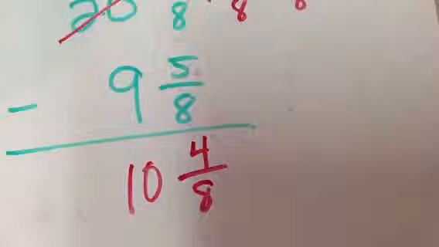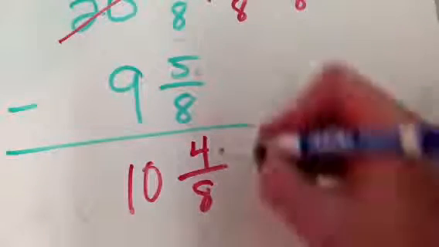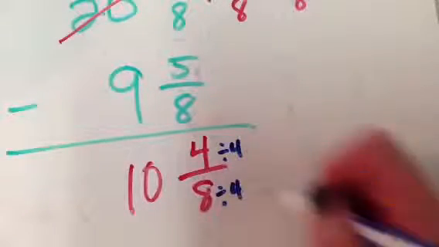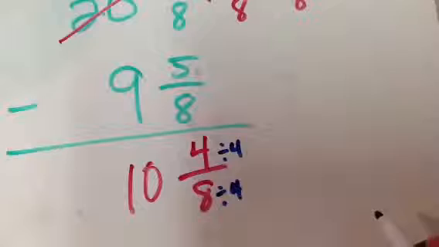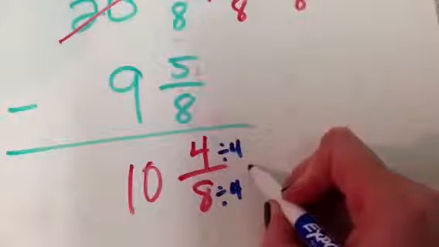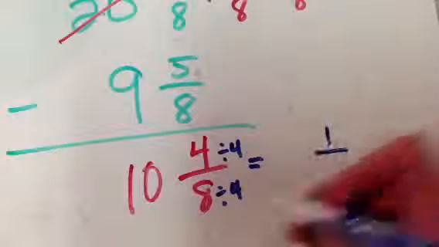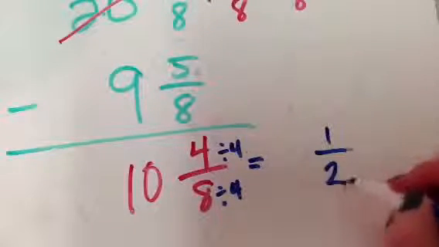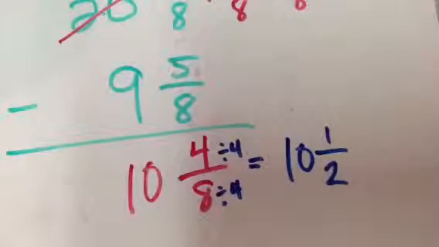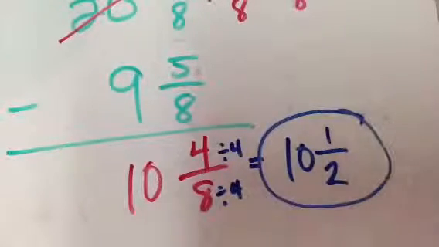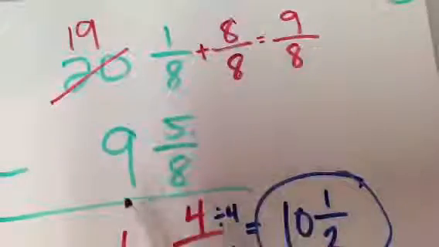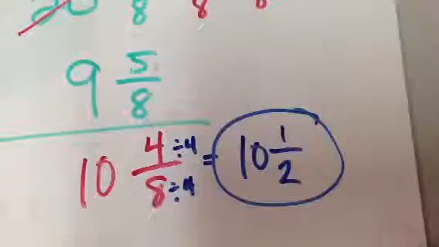So I have to figure out what I can divide out of both of those guys. What can I divide out of both 4 and 8? I could do 2, right? That's a common factor of both 4 and 8. But I could also do 4. And that's going to reduce me down a lot quicker than I would be able to reduce with 2. 4 divided by 4 is 1. 8 divided by 4 is 2. And my 10 comes straight over. So there is my answer. So 20 and 1/8 minus 9 and 5/8 equals 10 and a half.